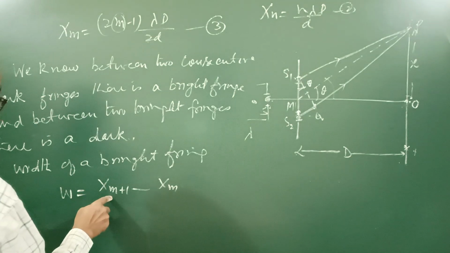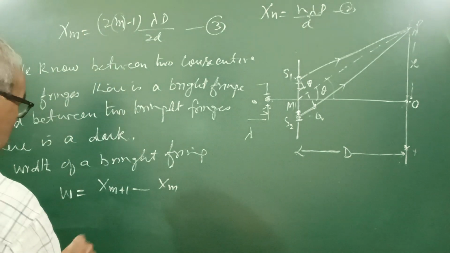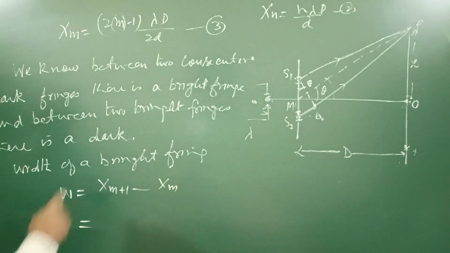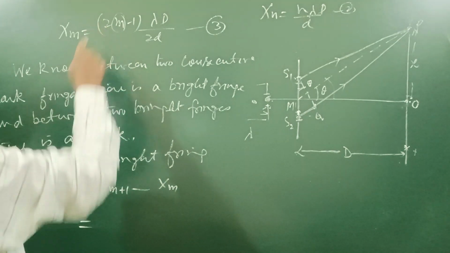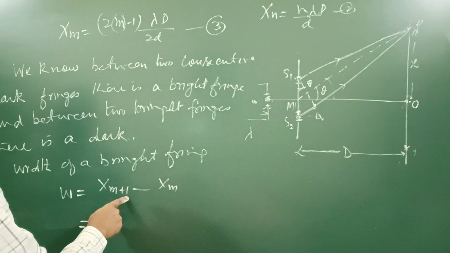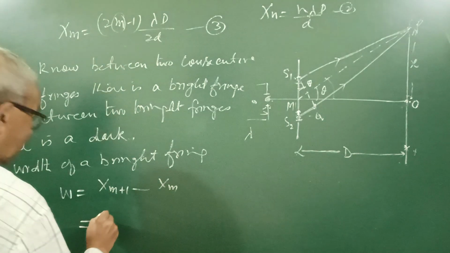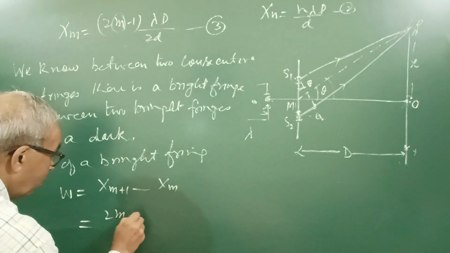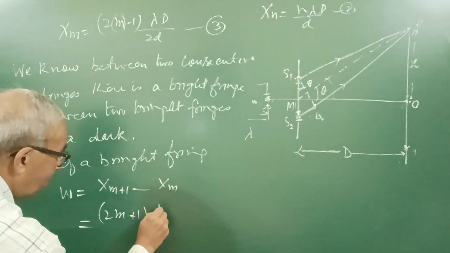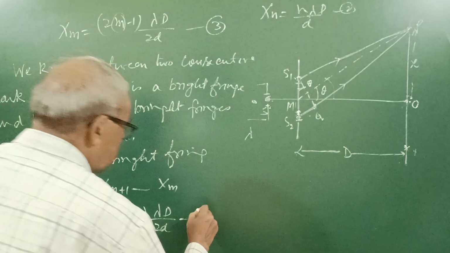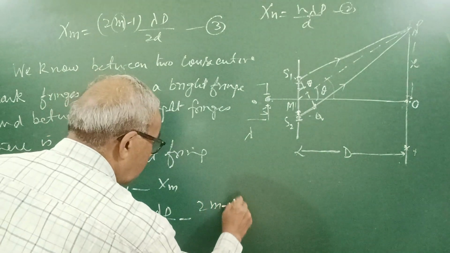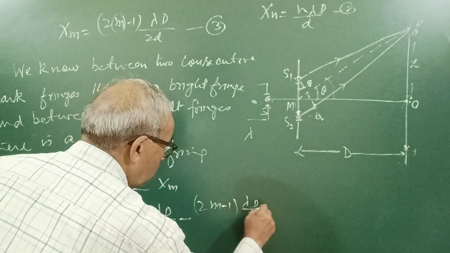So if I use here m plus 1, what will be x_m? It will be 2(m+1) minus 1. So we will get 2m plus 1 into lambda D upon 2d, minus x_m, which is 2m minus 1 lambda D upon small d.